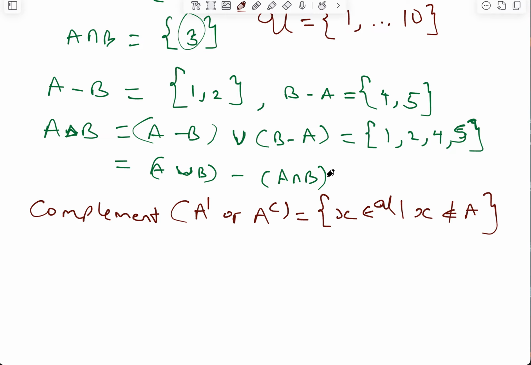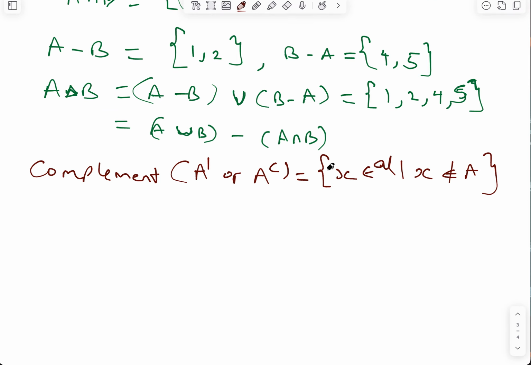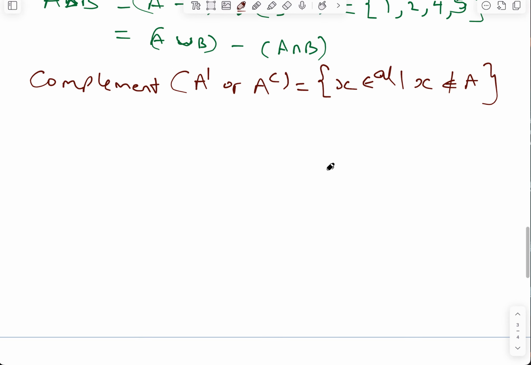Now, let us proceed. Now that we have done all those set operations, the next thing we want to do is talk about Venn diagrams. What are Venn diagrams?